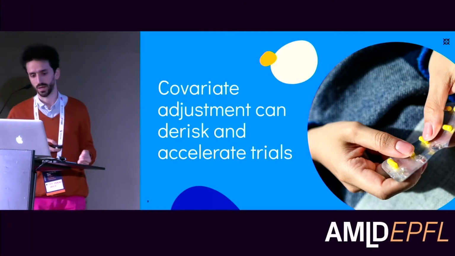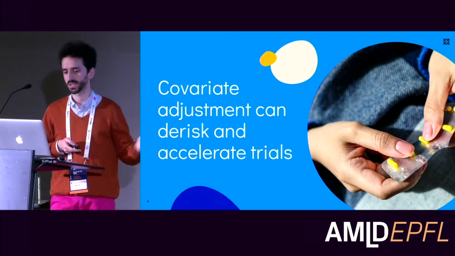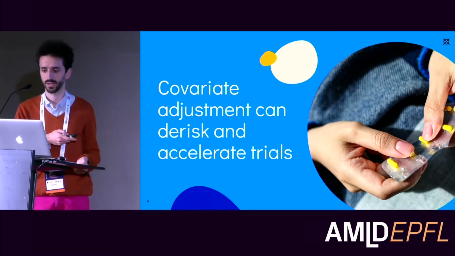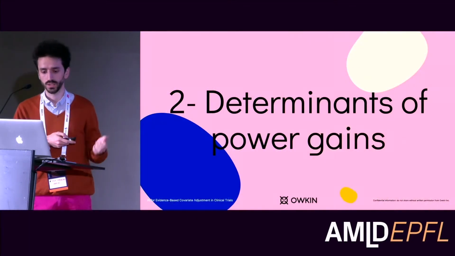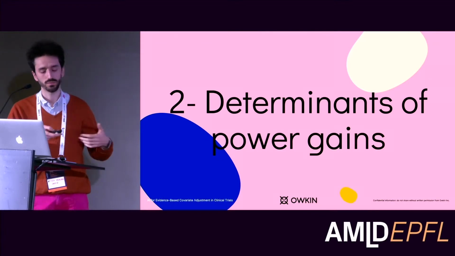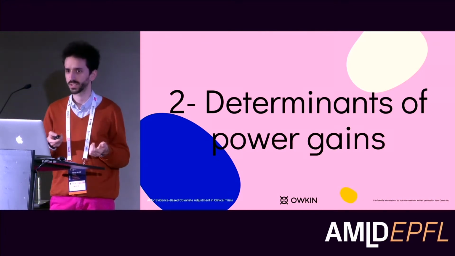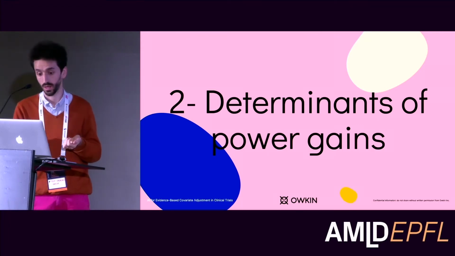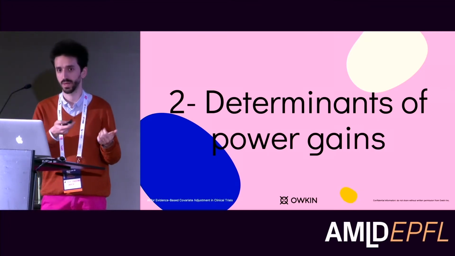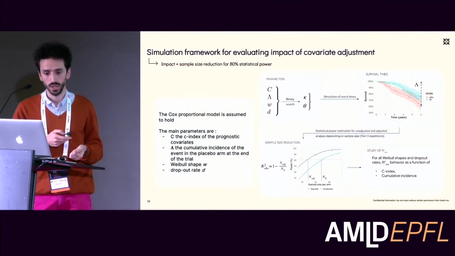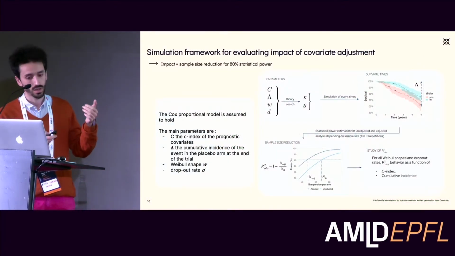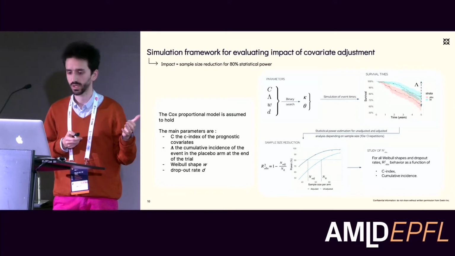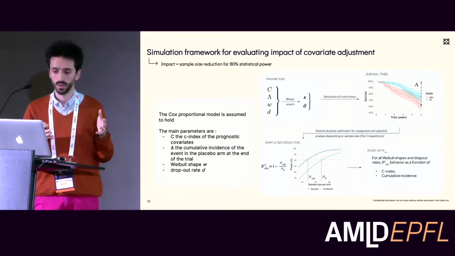But yeah, this is the first message. Covariate adjustment can de-risk and accelerate clinical trials. So now, it's true in general that it improves power, but how much, and what determines how much power is gained by covariate adjustment?